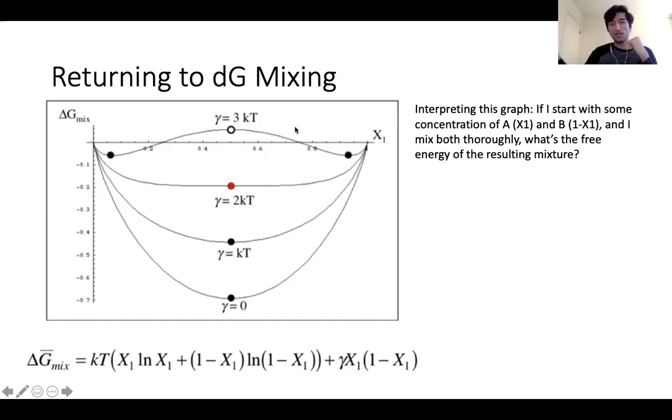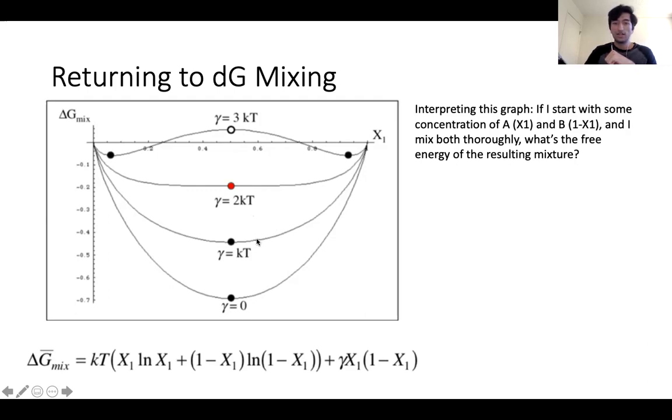The way you can interpret this graph is if you start off with some concentration of A and some concentration of B, let's say a 60-40 mixture, and you mix the two incredibly thoroughly, and you get a mixture that's as homogeneous as possible, then depending on whatever your gamma parameter is, you will end up with a free energy that's somewhere here. And then based on that free energy, it should tell you which movement the system takes from there. So for instance, if you have a 60-40 mix and your gamma is 1 kT, you'd end up with a free energy around here.